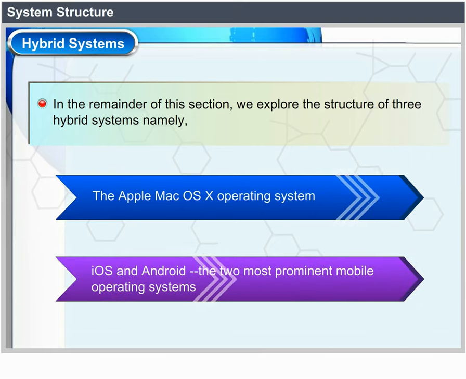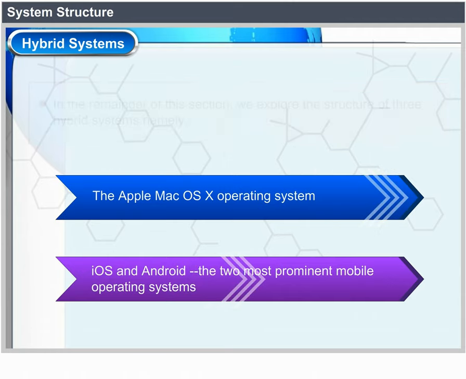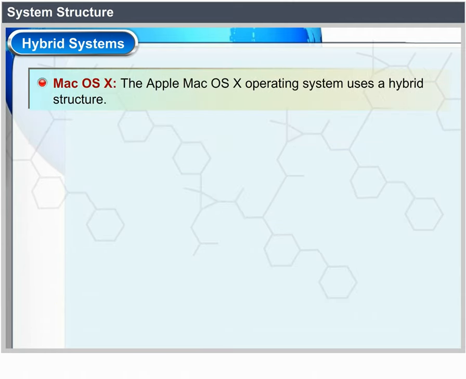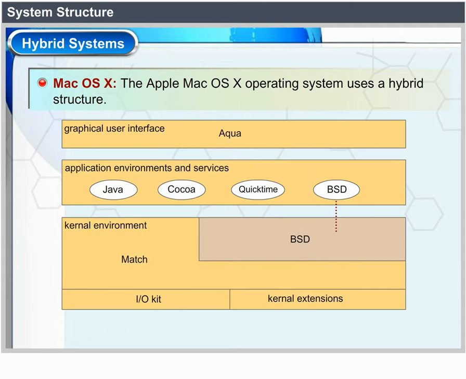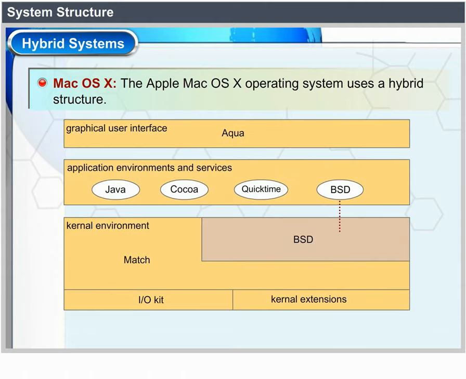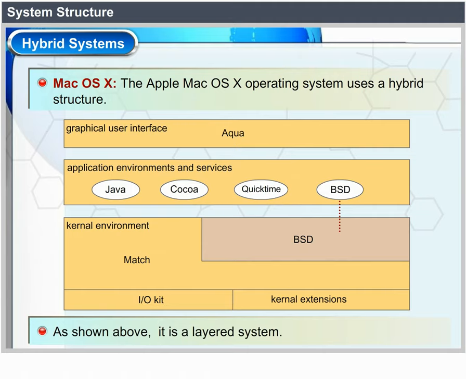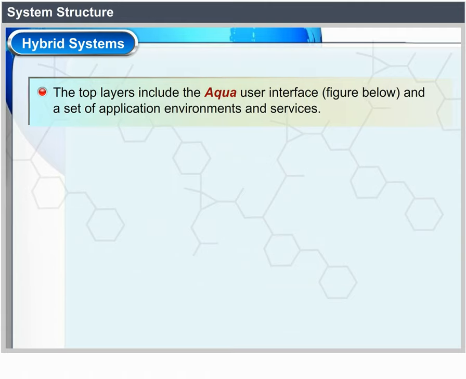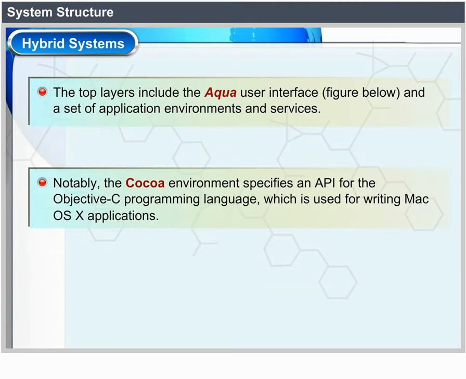Mac OS X. The Mac OS X operating system uses a hybrid structure. As shown above, it is a layered system. The top layers include the Aqua user interface, figure below, and a set of application environments and services. Notably, the Cocoa environment specifies an API for the Objective-C programming language, which is used for writing Mac OS X applications. Below these layers is the kernel environment, which consists primarily of the Mach microkernel and the BSD Unix kernel.